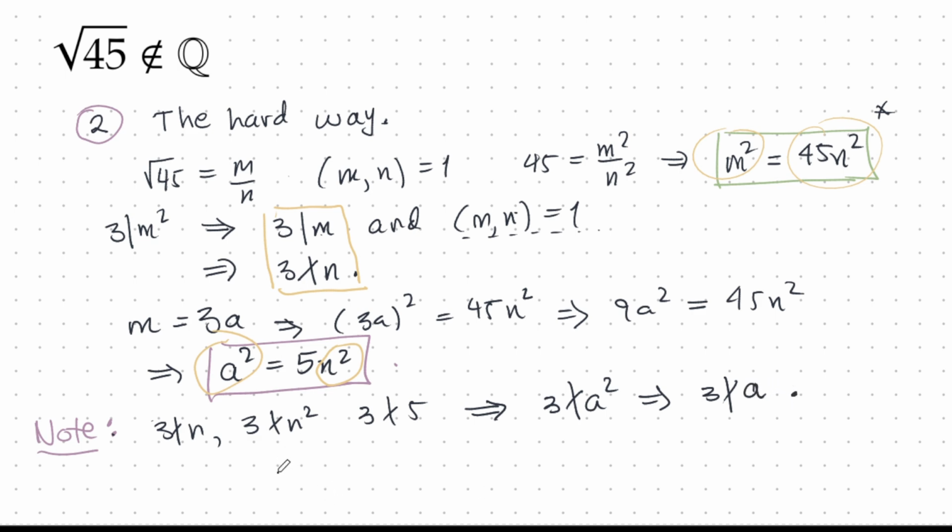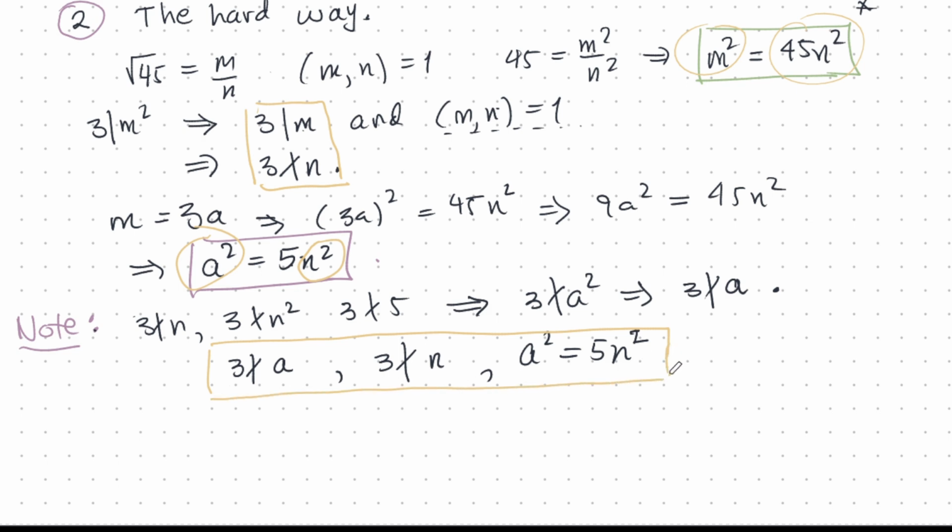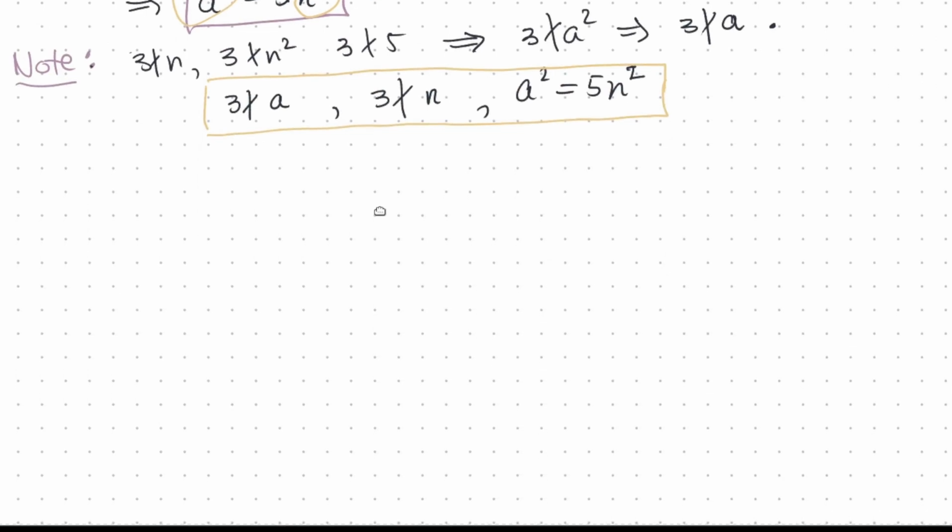So let me write down the important things that we have discovered. 3 does not divide a, and 3 does not divide n. And we have this expression here, a squared equals 5n squared, this equality, that must be true. All right, so these are the facts that we will use to prove that root 45 is not rational. So how do we approach this? Well, we take a, there are some possibilities for a. Let's write this neatly.